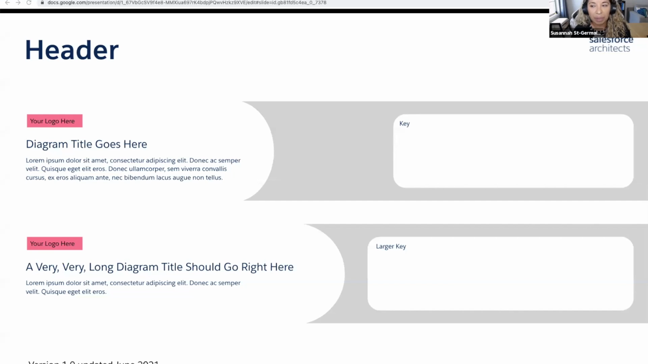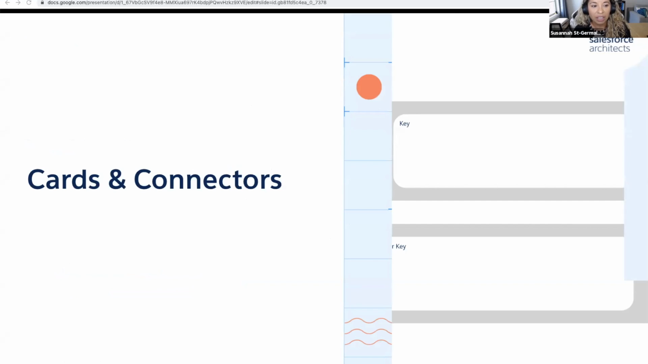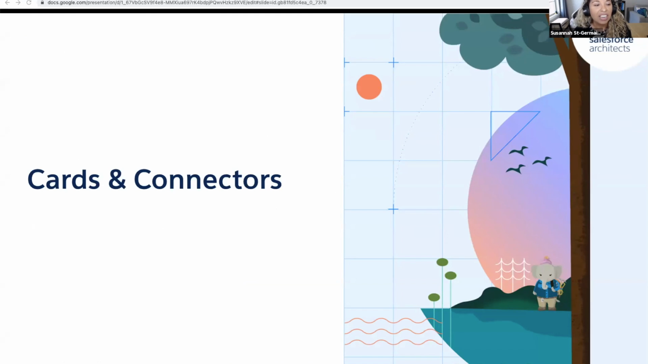So another basic building block, and one of the most important building blocks in the Salesforce kit of parts, is the concept of a card. So let's take a look at what this cards and connectors concept looks like. And let's make sure that my slides are advancing. Okay, there we go. So there's the concept of cards and connectors. So let's take a look at cards first.